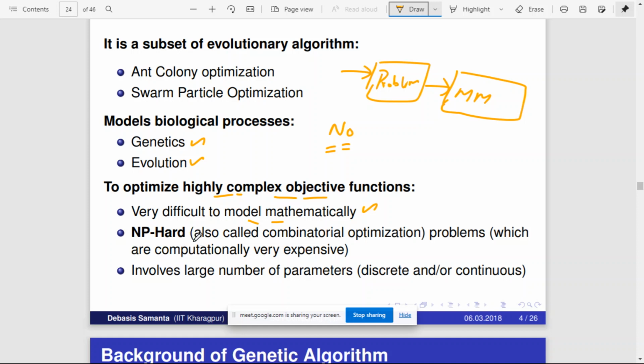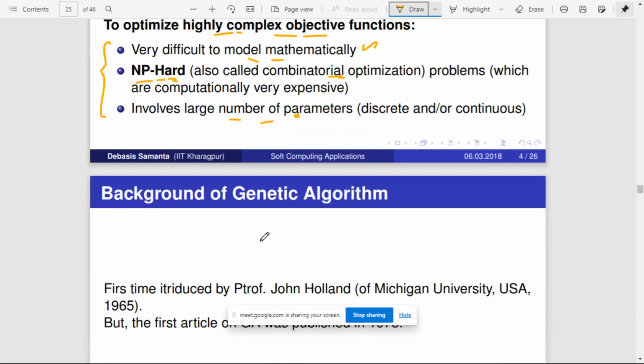Generally these problems come under NP-hard problems. NP-hard means they cannot be solved in polynomial time, or so far it is not proven that these problems can be solved in polynomial time, and they involve a lot of parameters. So if a problem cannot be written mathematically, and if it is an NP-hard problem, and if it involves many parameters, then for such problems we can use genetic algorithm.